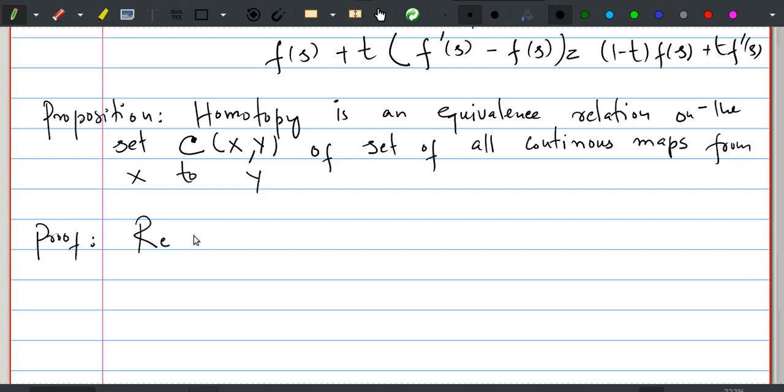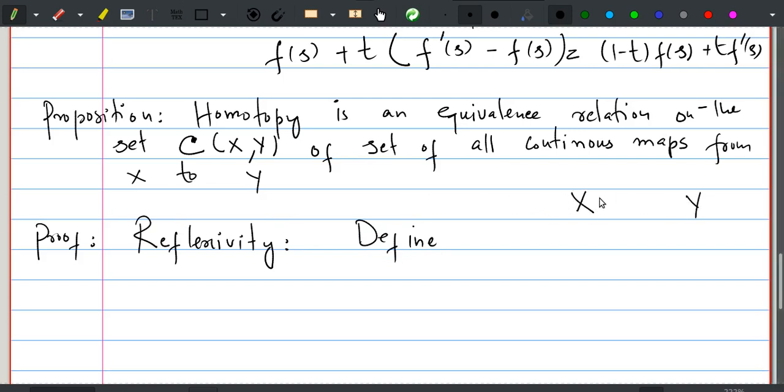Reflexivity. Now reflexivity is evident by the constant homotopy. Now what we have to prove? Suppose we have these topological spaces X and Y and there is a continuous map between them, say f. We have to prove f is homotopic to f, i.e. we have to provide a homotopy between f and itself.